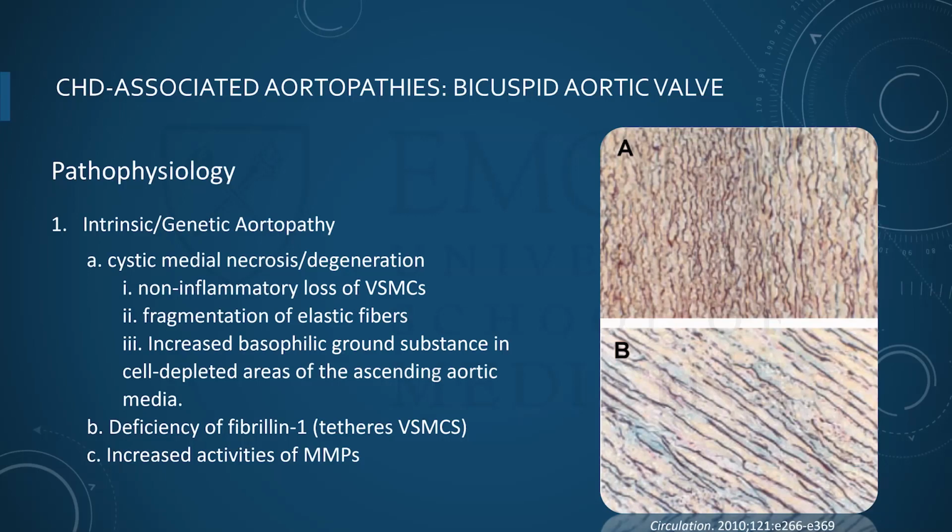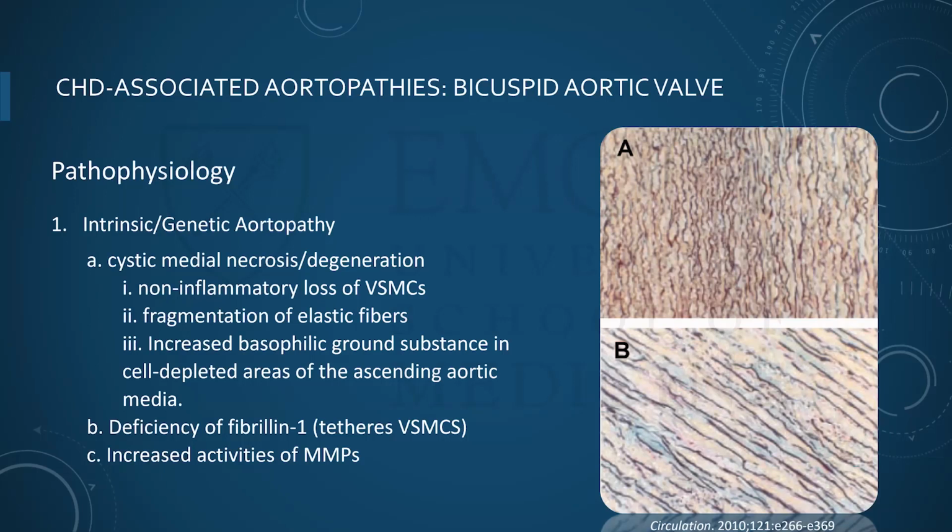There's a lot of research done on this, and it's really a two-pronged approach. So the aortopathy seen in the bicuspid aortic valve is caused by both intrinsic or genetic aortopathy, and then more debatably also abnormal hemodynamics across the valve.